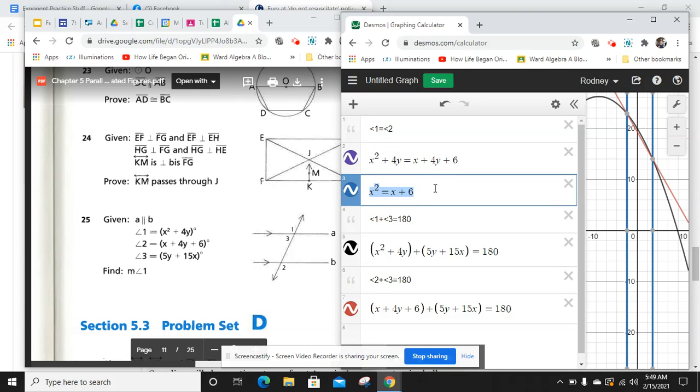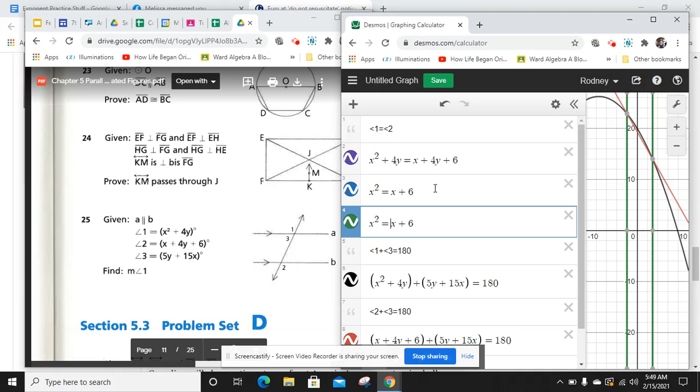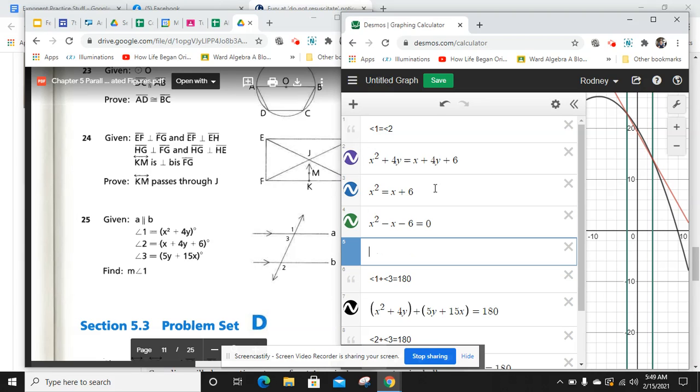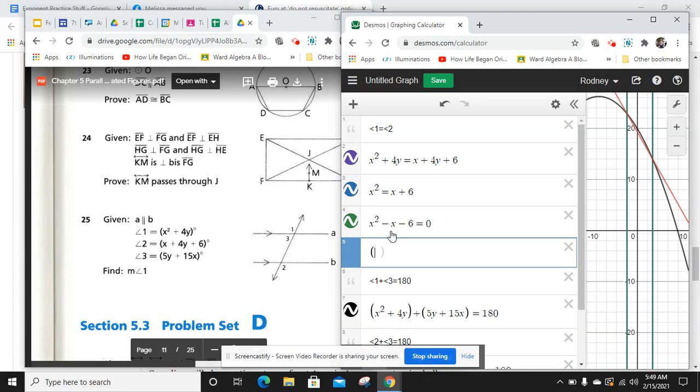And then I copy that. And if I subtract x from both sides and 6 from both sides, I'm going to end up with x squared minus x minus 6, and on the other side, I'll end up with just 0. And then I can factor that. That one is an easy to factor quadratic. I need two factors of -6 that add up to -1. So that would be x minus 3 and x plus 2 equals 0.